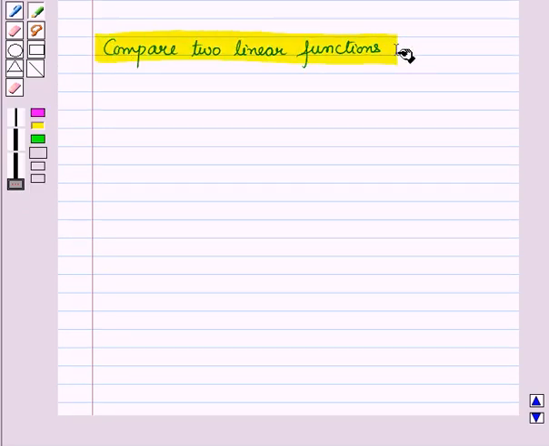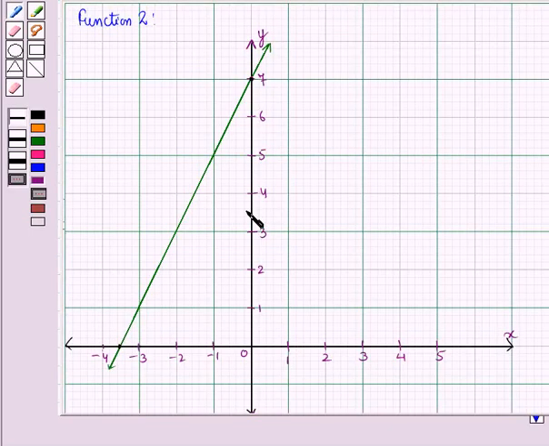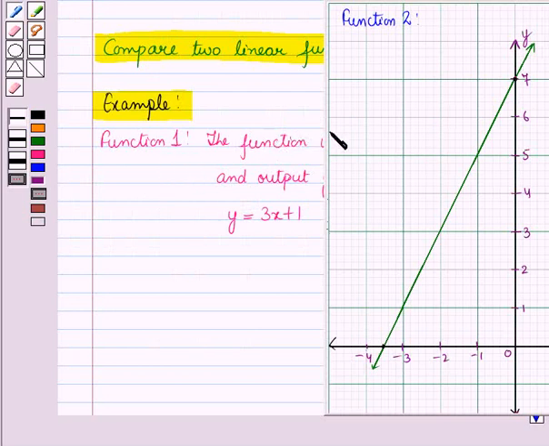Now, let us compare two linear functions. For this, let us see an example. Here, function 1 is the function whose input x and output y are related by y is equal to 3x plus 1, and function 2 is given graphically. Now we have to compare these two linear functions, and also we have to determine which equation represents greater rate of change. Now here we have these two linear functions, where function 1 is given algebraically in form of equation y is equal to 3x plus 1, and function 2 is given graphically.